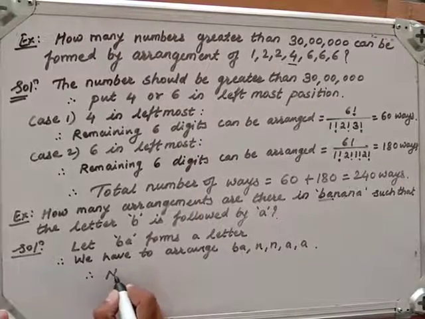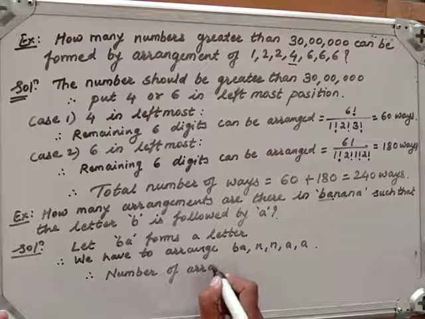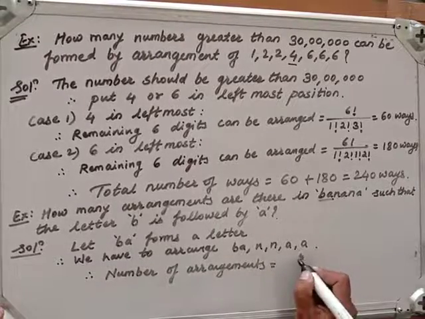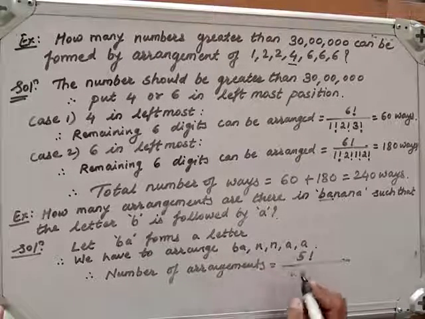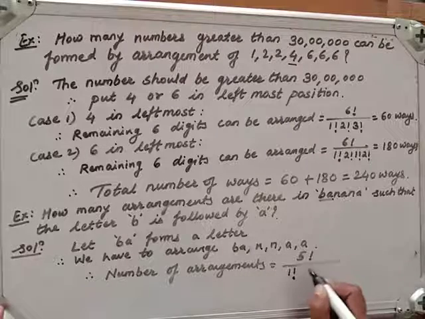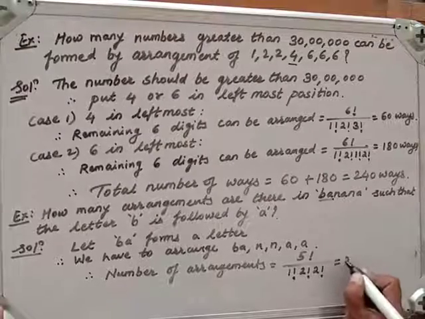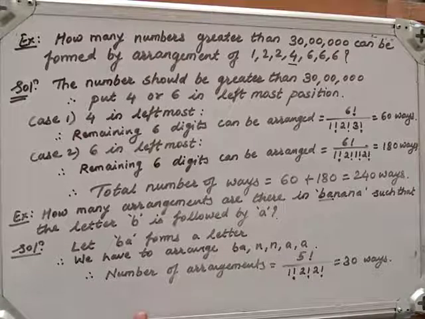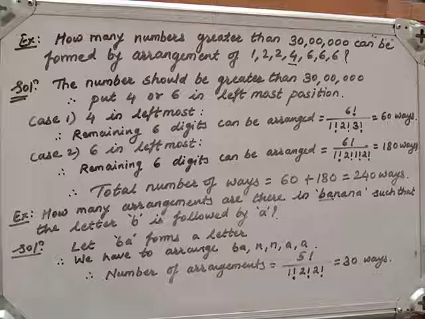Therefore number of arrangements are how many? Total 5 letters are these, so 5 factorial upon what? This BA is one single letter, so 1 factorial, N repeats twice, so 2 factorial, and A repeats twice, so 2 factorial. So this is how much? 30 ways. To do this, there are 30 ways. So as such, we can solve the problems on permutation with indistinguishable objects also. You can solve other problems of these kinds also.